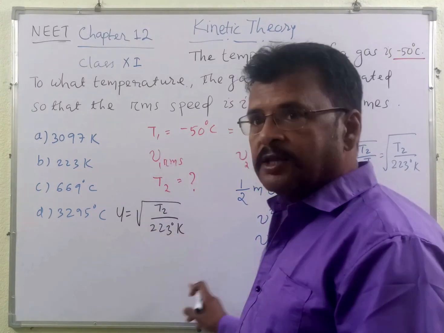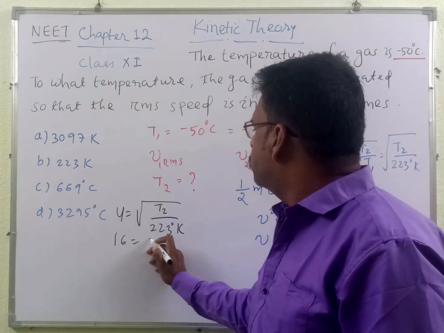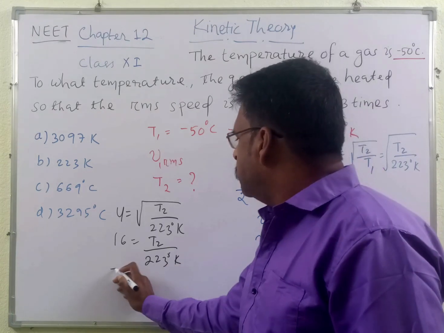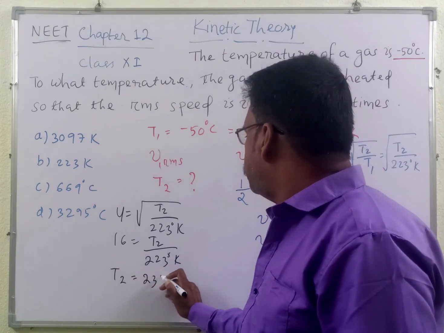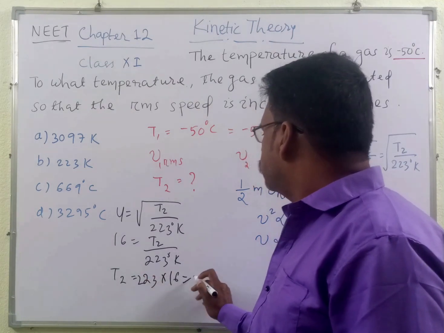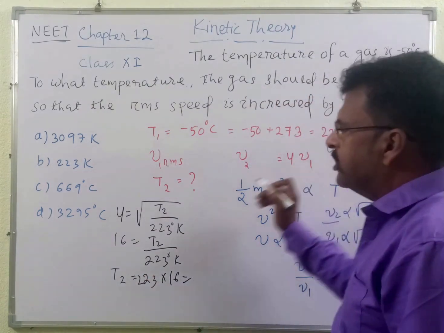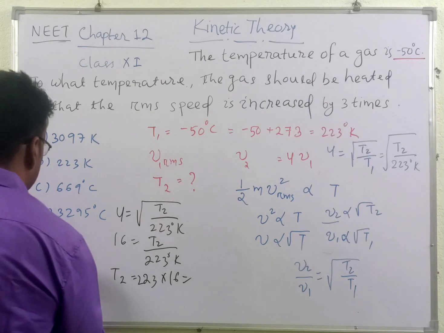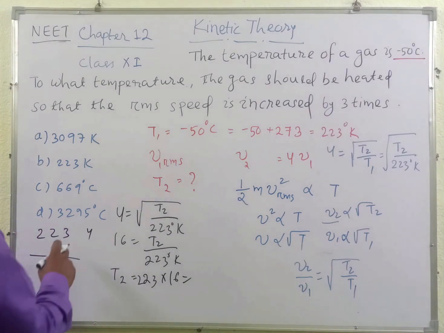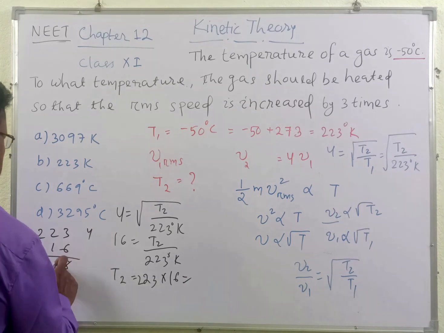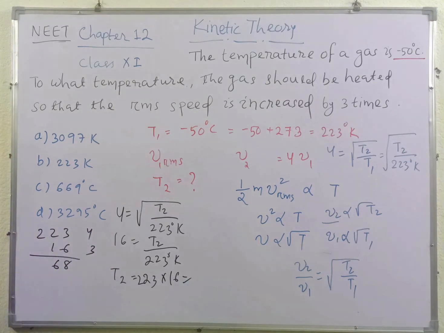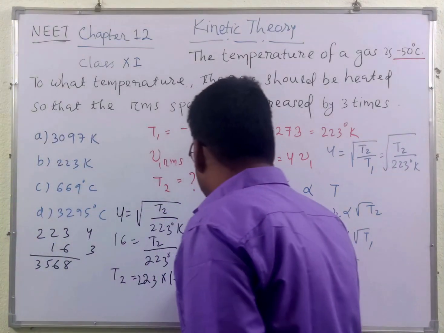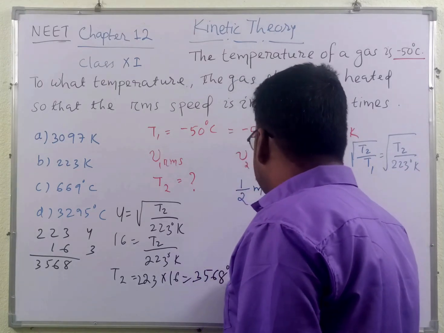So, students, if you take the square of both sides, this becomes 16 is equal to T2 by 223 degrees Kelvin, or T2 is equal to 223 into 16. Let us multiply 223 into 16 here. 16 3s are 48, we take 8 and carry 4; 16 2s are 32, plus 4 is 36, 6 here and carry 3; 16 2s are 32, plus 3 is 35. So this becomes 3568 degrees Kelvin.